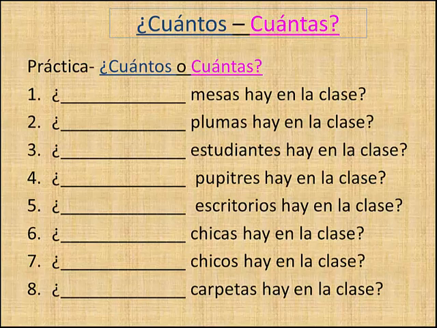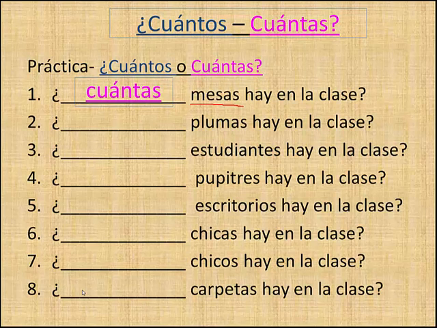Why don't you take a little stab at this one? Pause the screencast for just a minute. Okay, and try to fill out whether it would be cuántos or cuántas based on your subject, what you're talking about. So basically, it's going to be based on your sustantivo. So in this first one, is it mesas, masculino or femenino? Well, we know that mesas is femenino. So here we would say cuántas. So go ahead and pause it.